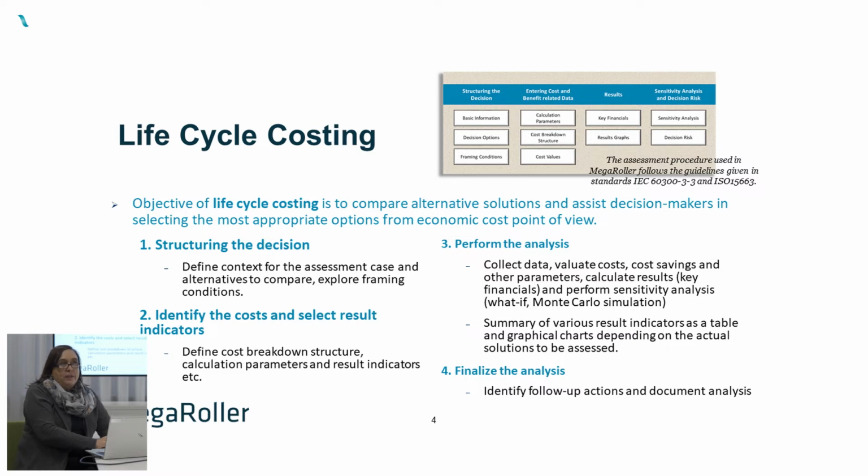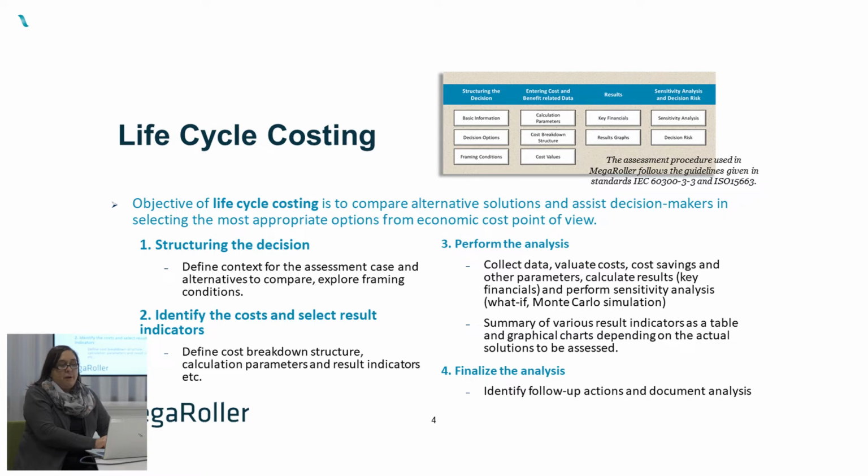And the process that we followed in Megaroller follows the process that is presented in the standards, the IEC standard and the ISO standard. And here you can see the main steps of the life cycle costing. And in general, life cycle costing is a method to compare alternative solutions and to assist decision makers in selecting the most appropriate options from the economic cost point of view. And here you can see the 4 main steps.